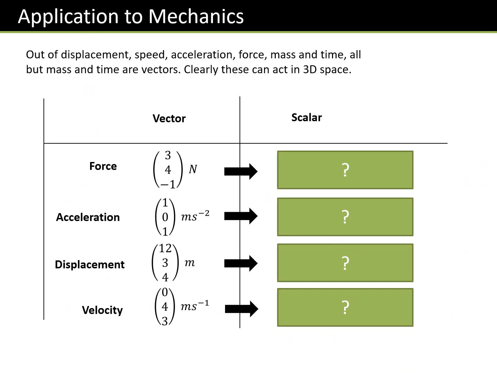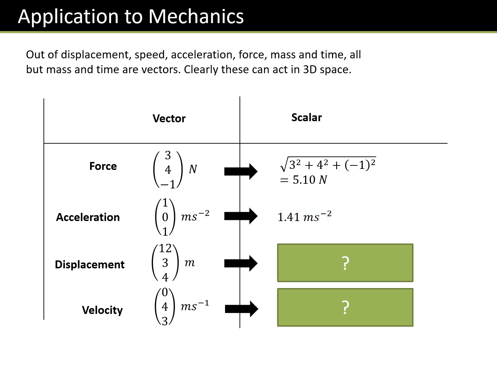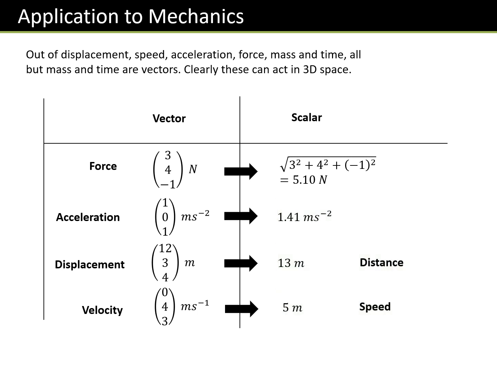In this next section, last bit, we're just going to do application to mechanics. You can see we've got all these vectors here that were given in 3D. What would be the scalar of them? We're just going to be applying Pythagoras, because the scalar is going to be the magnitude of each of those vectors. So force, acceleration, displacement, velocity. Displacement and velocity are vectors, and the names of the scalars associated with them are distance and speed.